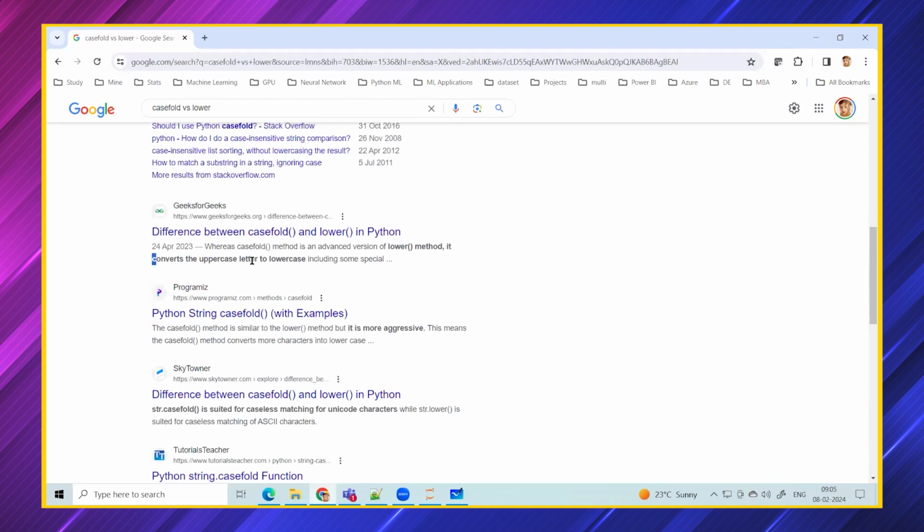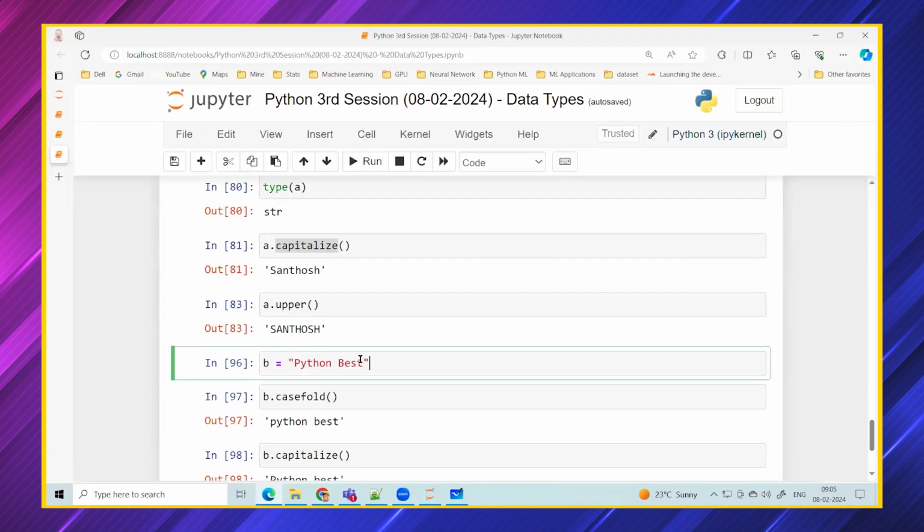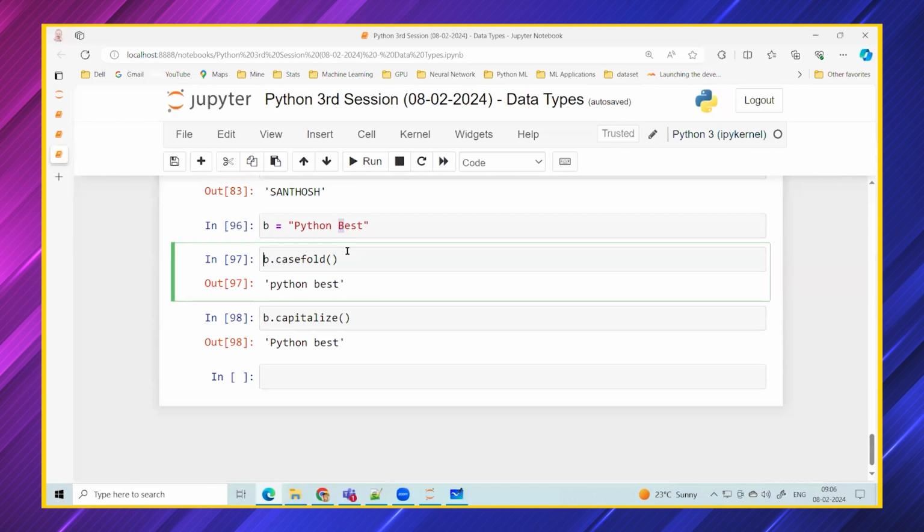Okay, it says that the casefold method is an advanced version of the lower method. It converts uppercase to lowercase for each word. So that's the meaning. If you take lower, it will convert everything. But in case it is two words, for these particular words, only the P and B will be converted. Okay, so that is all about case.